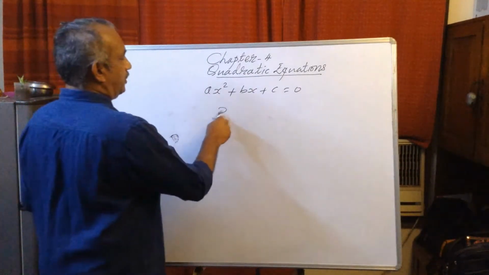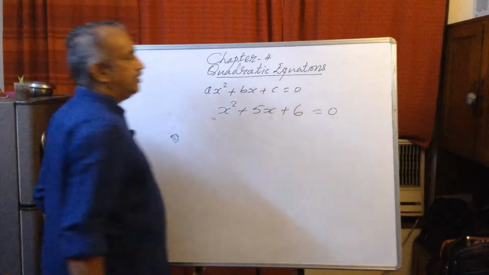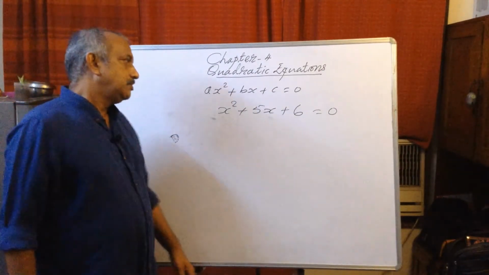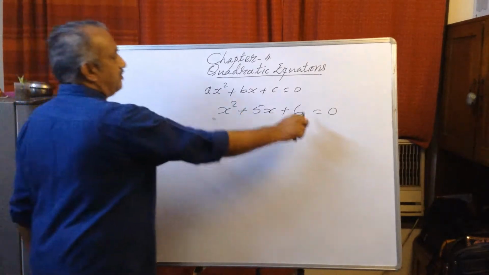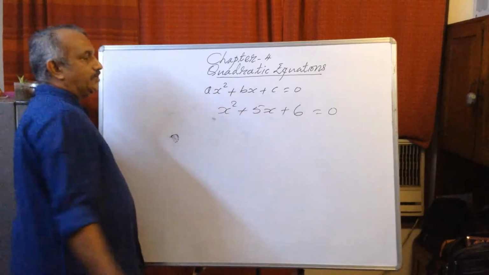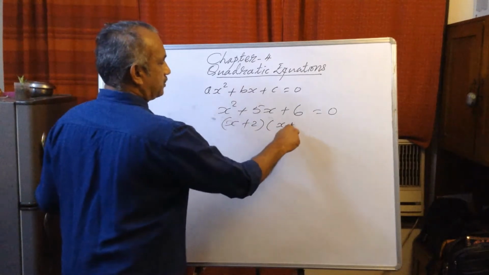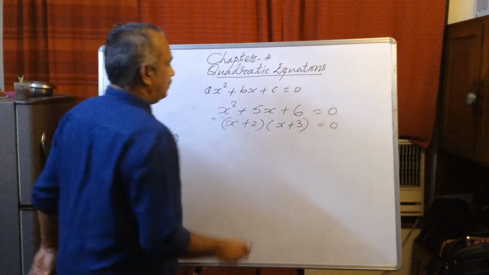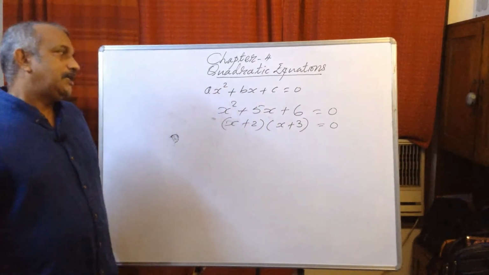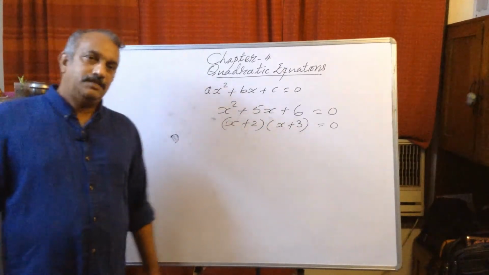Say for example, x square plus 5x plus 6 is equal to 0. Now this is a simple quadratic equation. You can factorize and find the roots. You have to find two numbers whose sum is 5 and product is 6. So 2 and 3 are the numbers. Directly you can write the answer. So (x plus 2) into (x plus 3) is equal to 0. If the coefficient of the square of the variable is 1, we can write the factorization directly. You find the numbers, and in terms of the numbers write the answer.